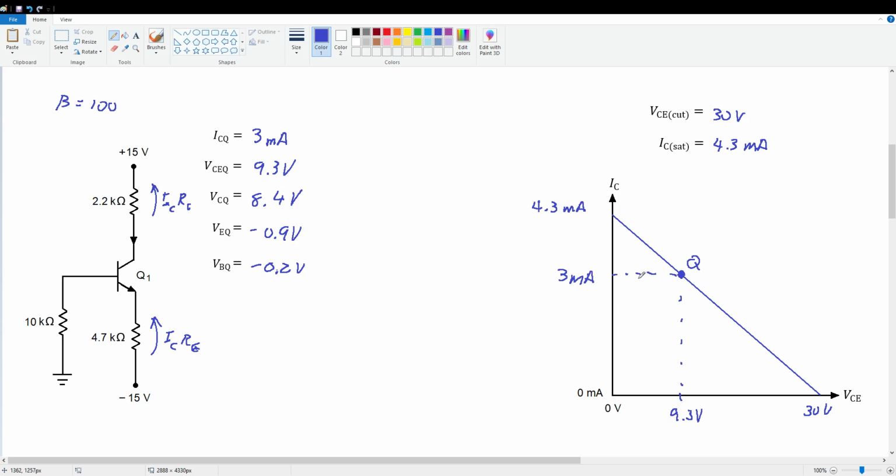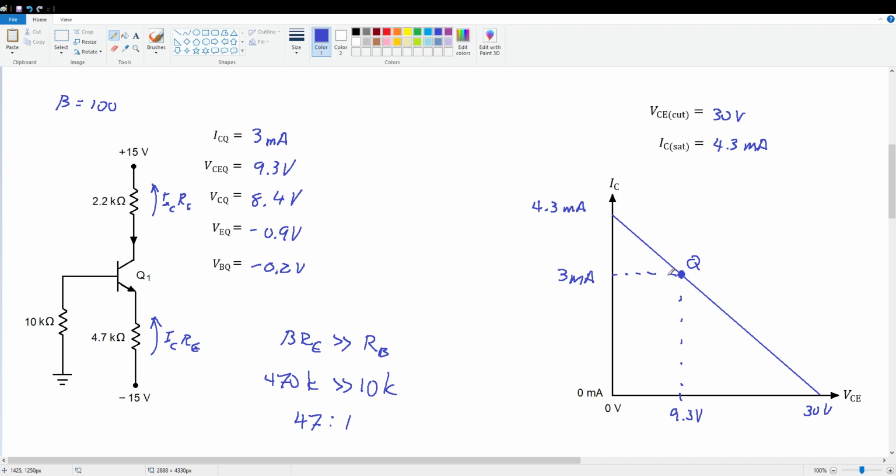Now, is that a good Q point? Is it stable? Well, remember we want beta times RE to be really big compared to RB. And in this case, beta is 100, RE is 4700, times 100, that's 470K, which is much, much greater than 10K. In fact, it's a 47 to 1 ratio. So yeah, we've got a really stable Q point. We could stick just about any transistor in here and it's going to come up right on the money.